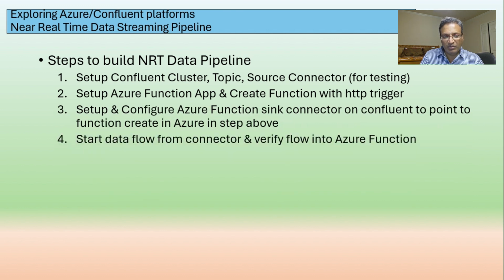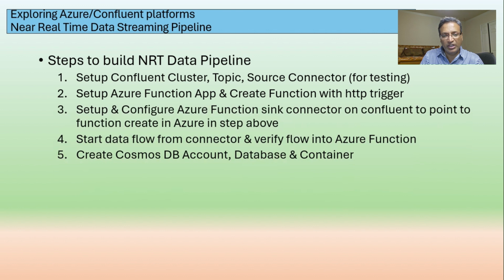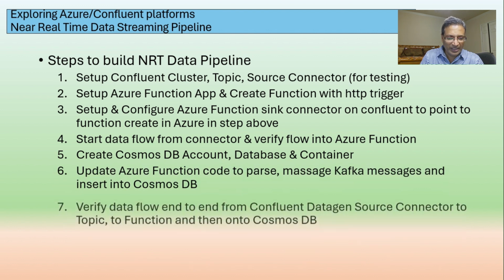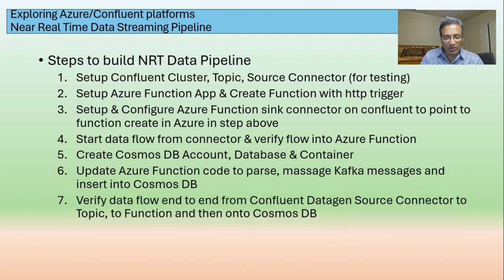And then the fourth step is we'll start the data flow on the connector. We'll verify and make sure the data is flowing into the topic. We'll make sure the data is flowing into the Azure function. Then we'll create a Cosmos DB account in Azure, and then we'll create the database and the container in the Cosmos account. And then we'll update our Azure function code to parse the data as it is received from Kafka, and we'll insert, upsert into Cosmos DB. And then we'll verify the flow end to end.